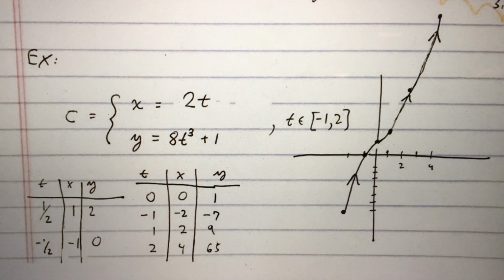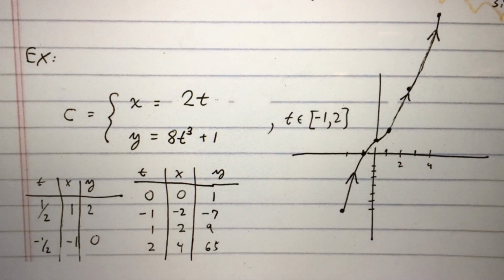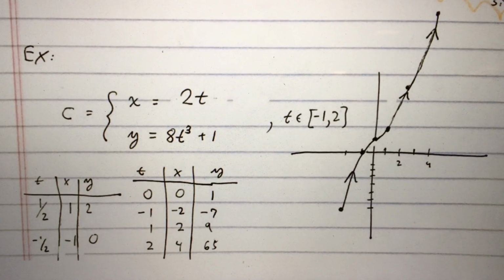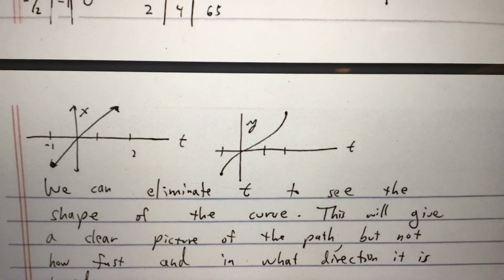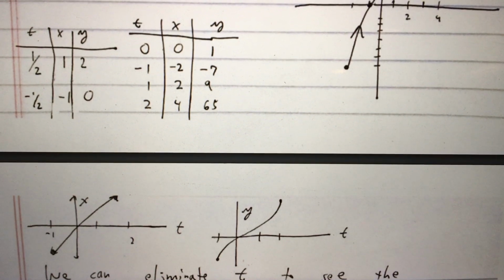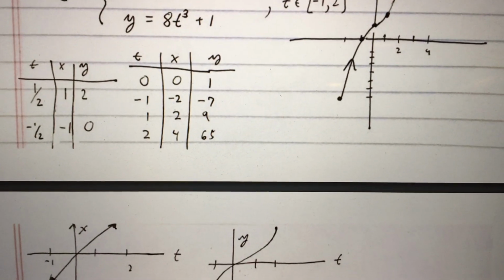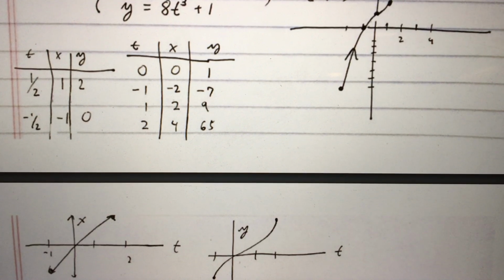Okay, let me leave this picture here for a second just so you can see the equation again. x equals 2t and y equals 8t cubed plus 1. And right at the top there, let me back it up so we can see those, is the graph of x versus t and another graph of y versus t. Those are pretty familiar functions.